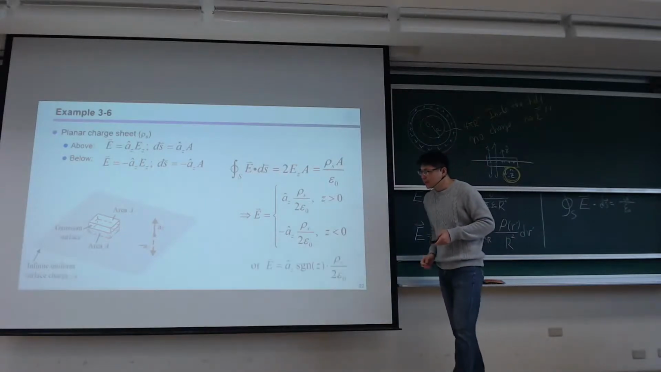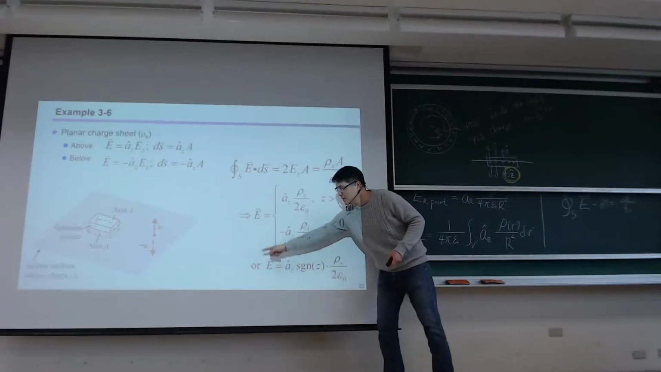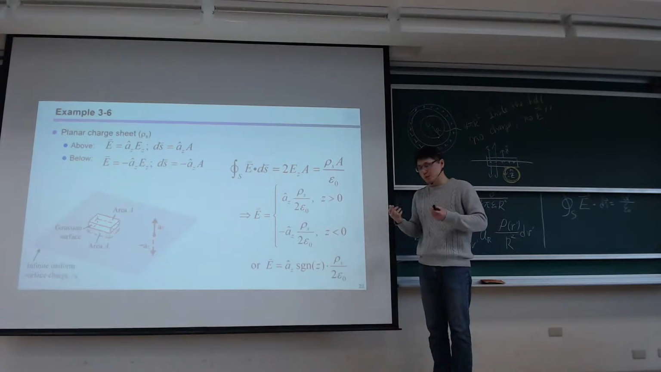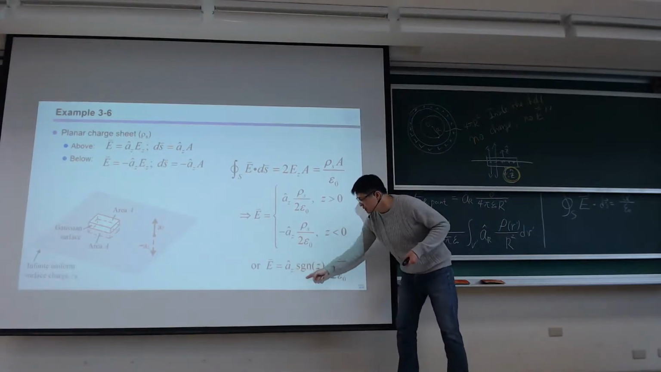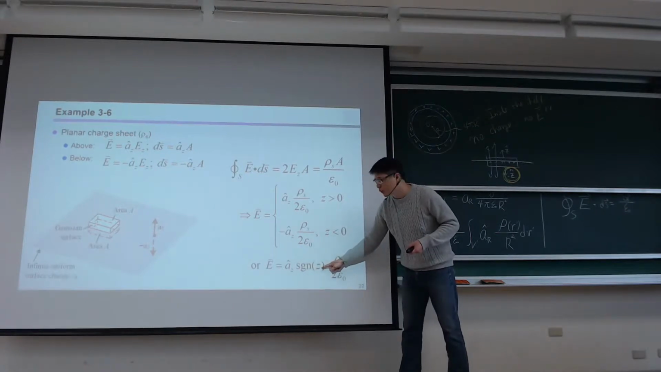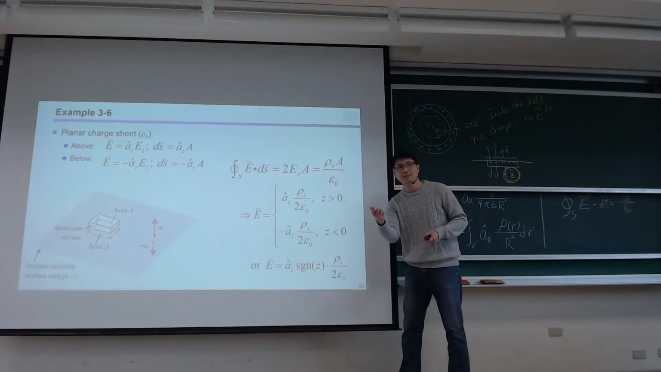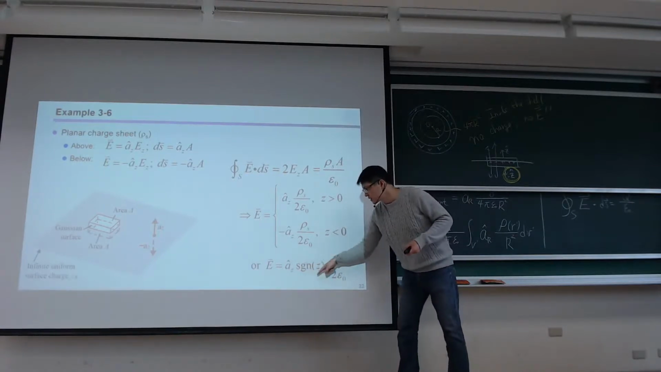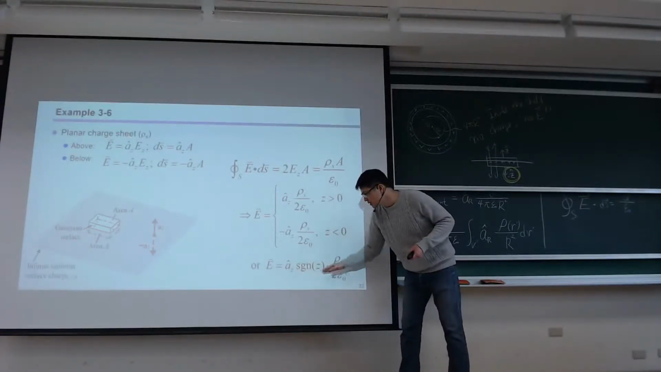So a better and easier way to express this is: the E field intensity due to a planar uniform charge distribution is in the z direction, times the sign of z. When z is positive, the sign of z gives you a positive 1. When z is negative, the sign of z gives you a negative. Okay?